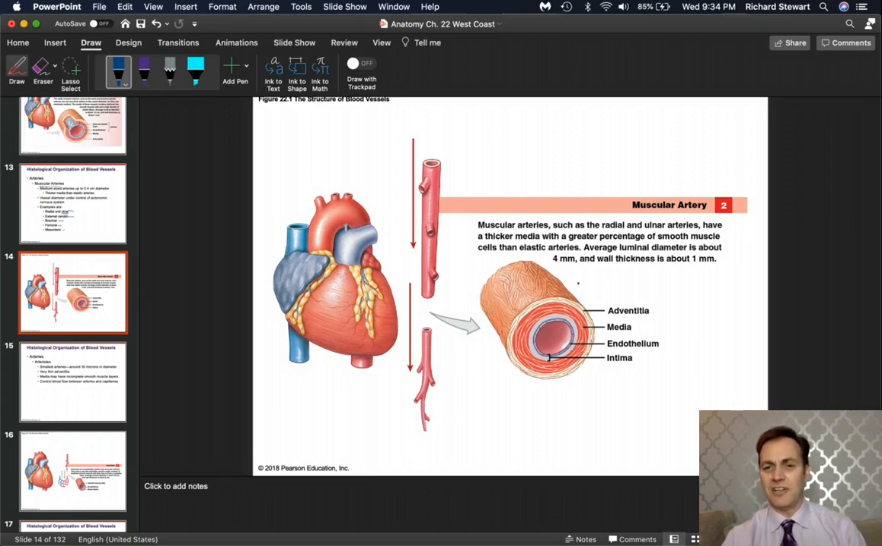And you can kind of see, there's a nice amount of muscle in there. The reason it has that muscle is that this is what's going to constrict or dilate. So this is one that helps to control blood pressure, really.